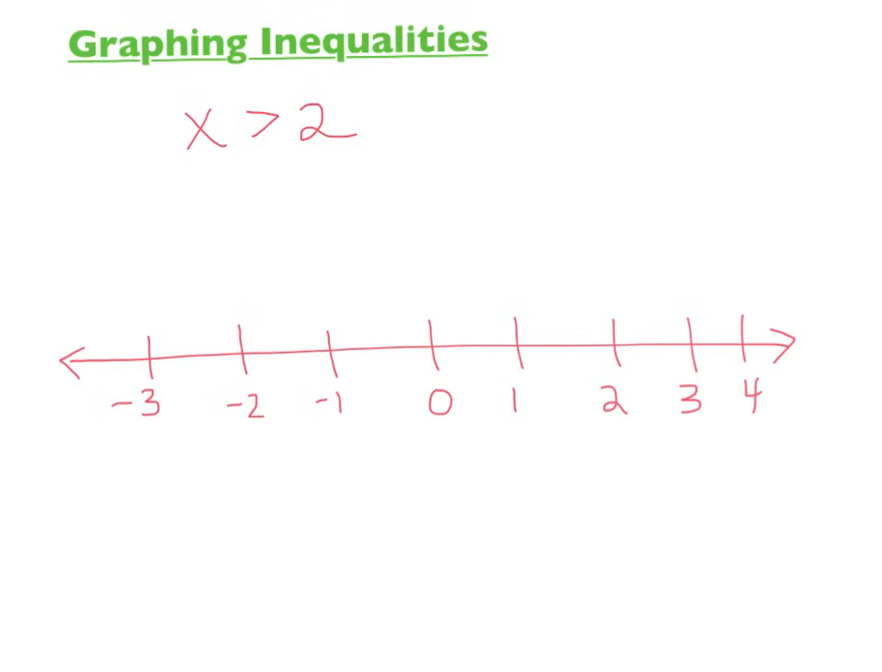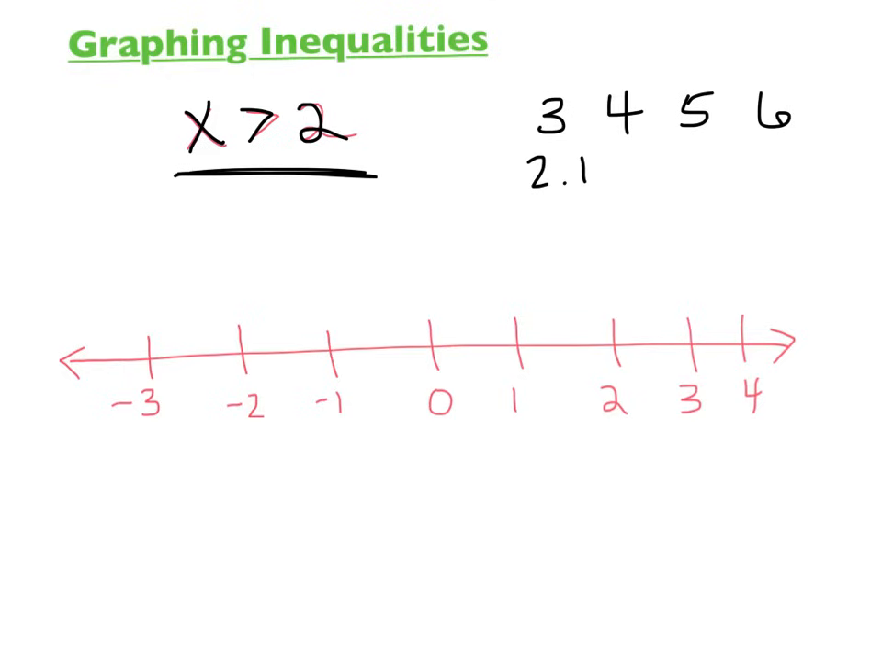All right, to graph an inequality, here are the steps. So first thing, it says that x has to be bigger than 2. So basically, I just read it. x is greater than 2. I want to show on this number line all the numbers that make this true. So think about all the numbers that make that true. Well, I know 3 is bigger than 2, 4 is bigger than 2, 5, 6, 2.1 is bigger than 2. There's lots of numbers bigger than 2.